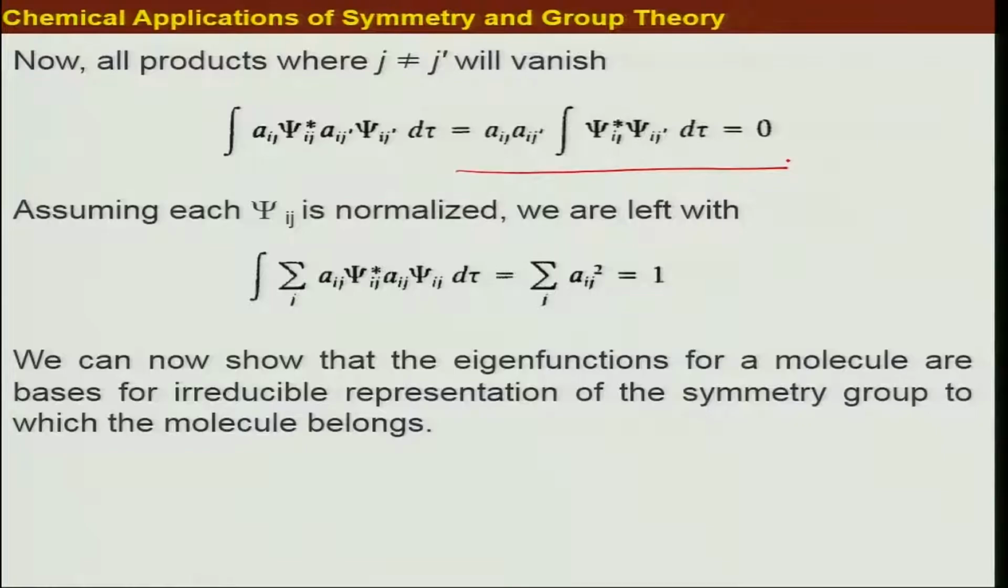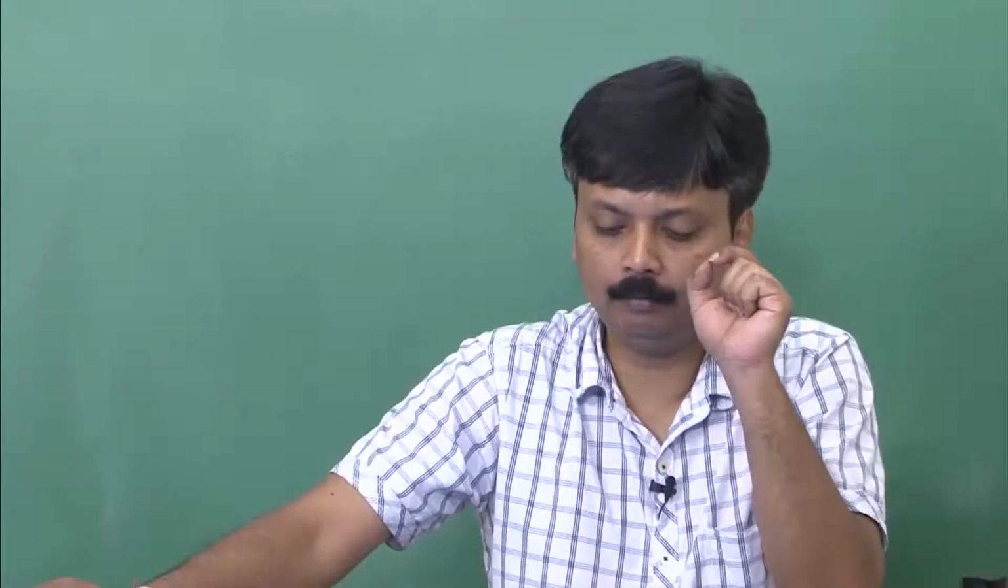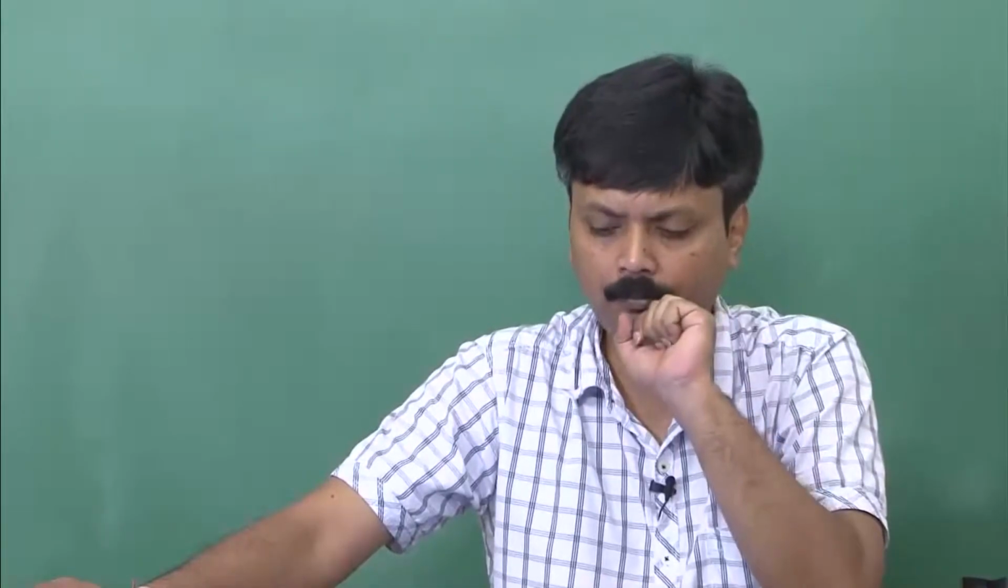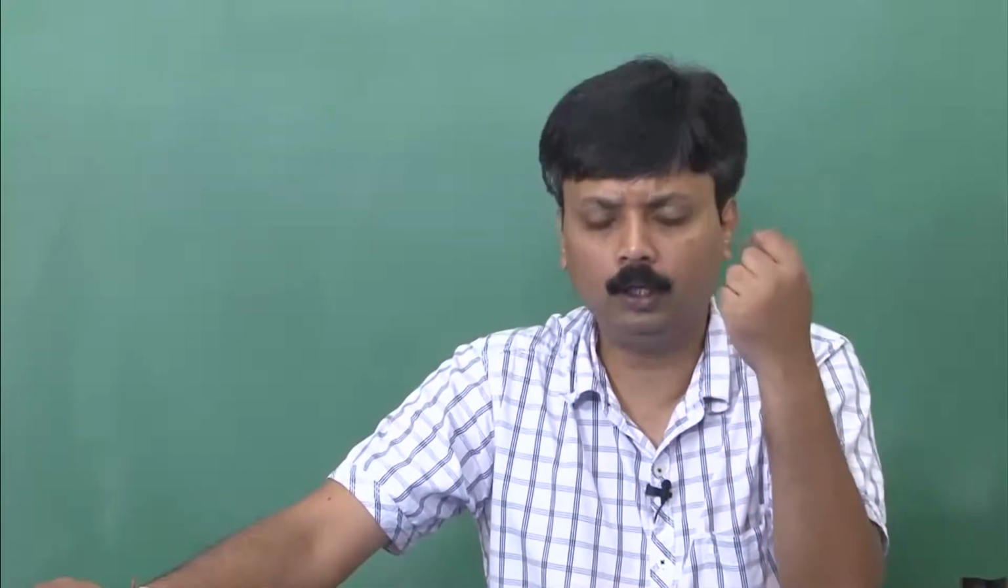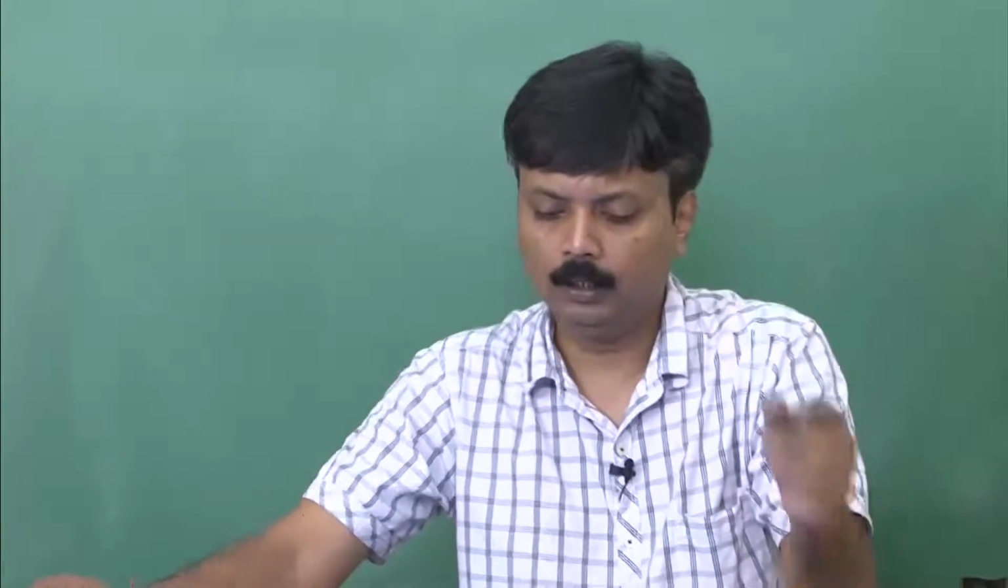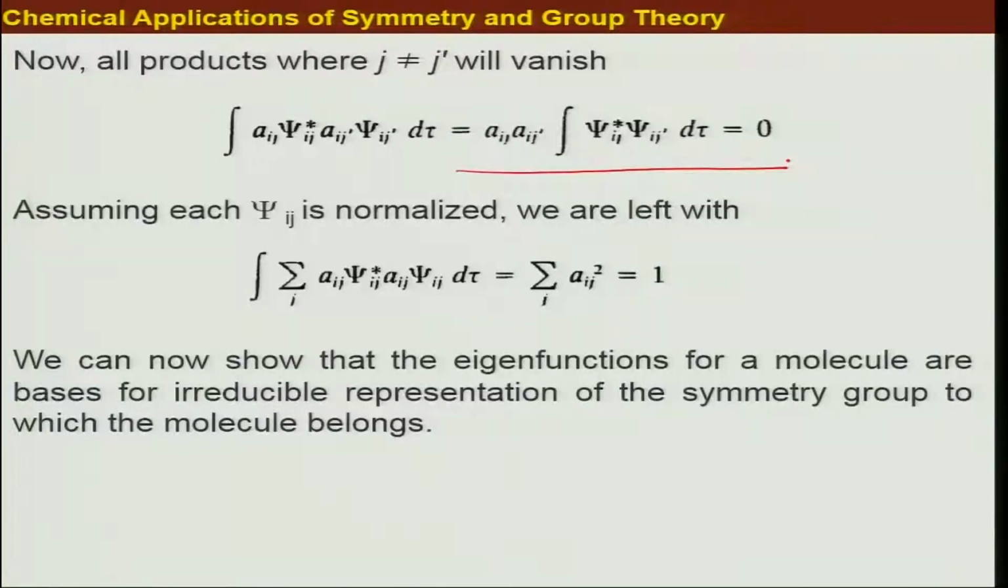Okay. Now, if each psi ij is normalized to 1, then what we will have from here is this, right? This is the normalization. So this particular coefficient, if we take the square of it and then sum it over all j values, then I will get a value of 1.